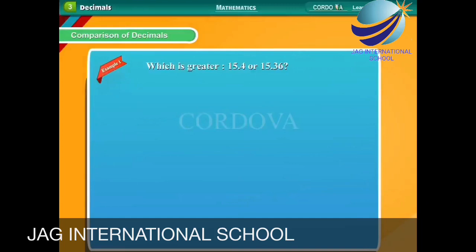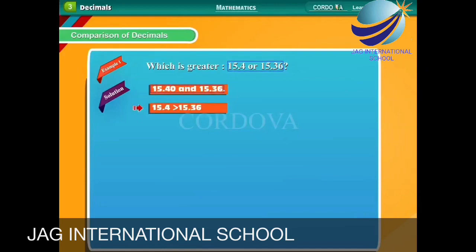Example 1. Which is greater, 15.4 or 15.36? Solution. Given decimals are unlike. The like decimals will be 15.40 and 15.36. As the integral part of both decimals is the same, comparing the tenths place we get 15.4 greater than 15.36.